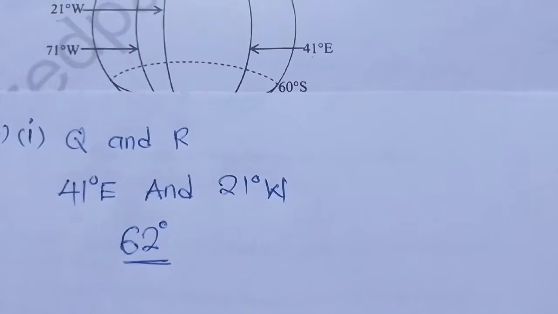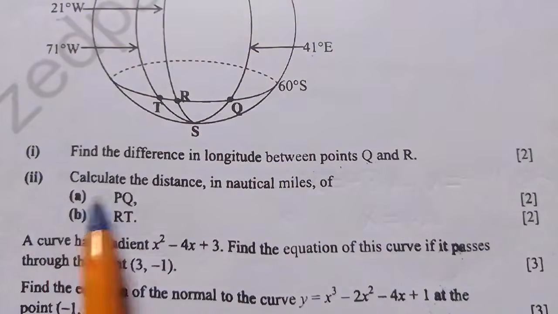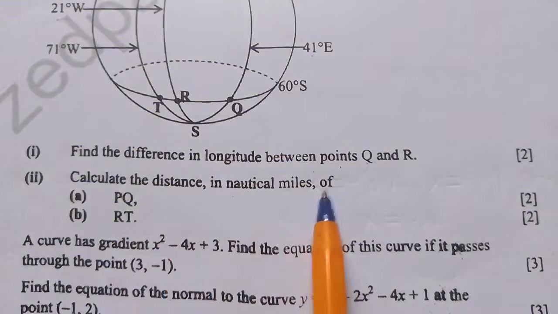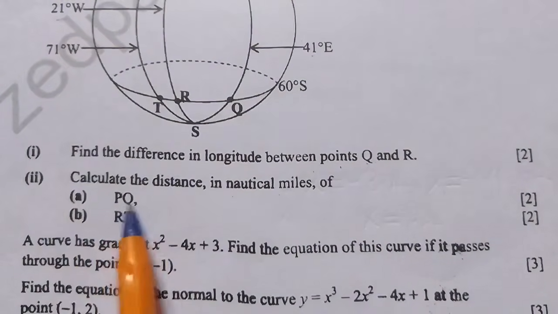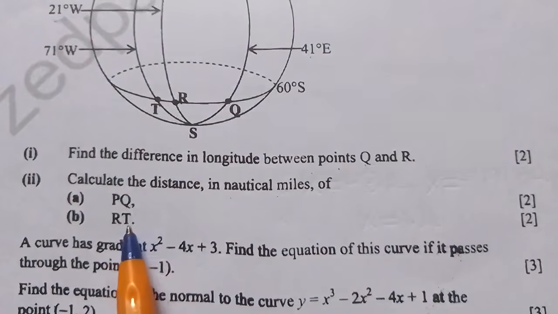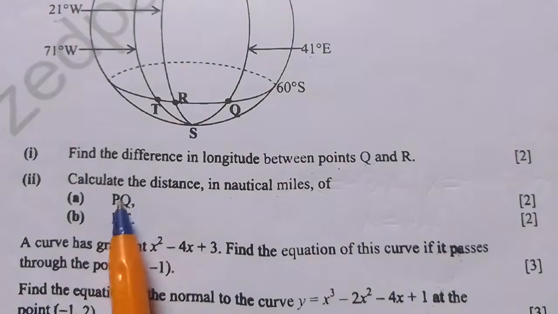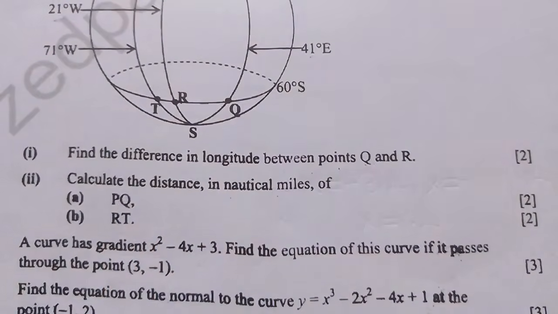We move to the next question. Let's move to the next question. The next question, it is here. Calculate the distance in nautical miles of PQ. So PQ and RT. You want to calculate the what? You calculate the distance in nautical miles of PQ. So where is your PQ?